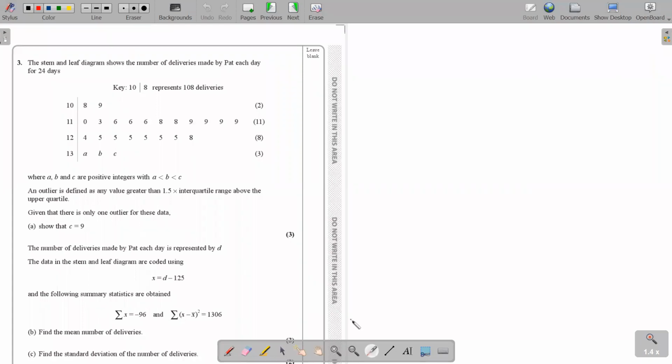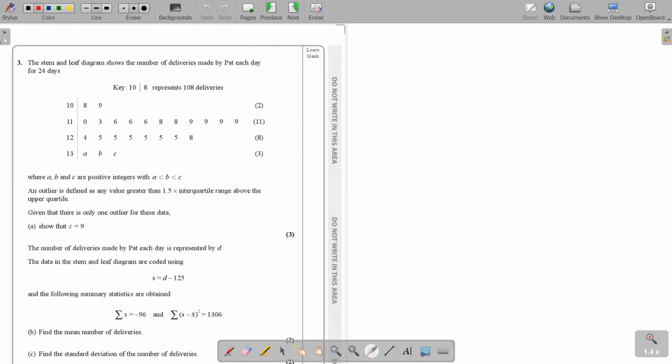Okay, we'll move on to question number 3. The stem and leaf diagram shows the number of deliveries made by Pat each day for 24 days. Now it's very important that you read and understand the key. So here 10 and 8 represents 108 deliveries. Do you see? The stem is 10, the leaf is 8, so it's 108. Stem is 10, leaf is 9, it's 109.